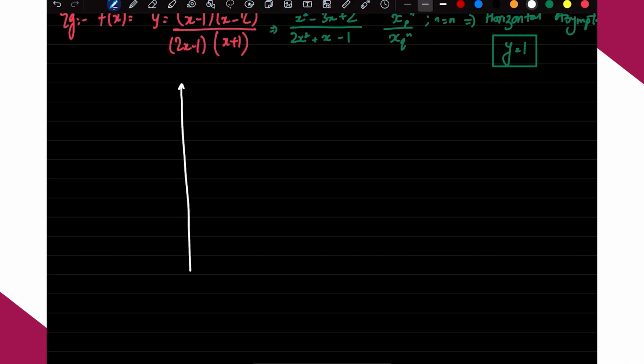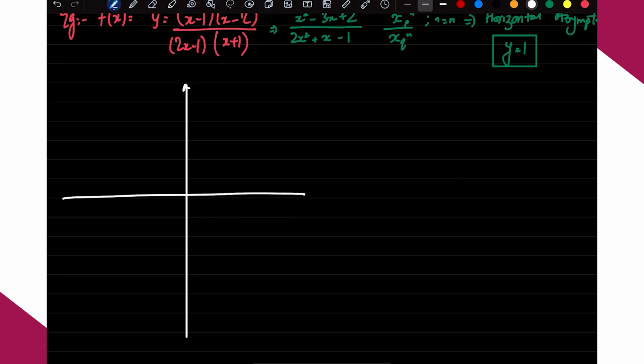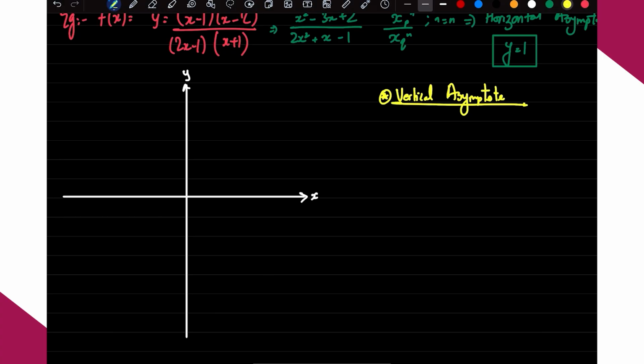So I'm going to draw the x-axis, erase this a little bit, and I also want to draw the y-axis. Sorry, I just messed those up. Okay, so first we want to find the vertical asymptote. So the first step is to find the vertical asymptote. And notice that now things are a lot harder. We have two sets of vertical asymptotes.